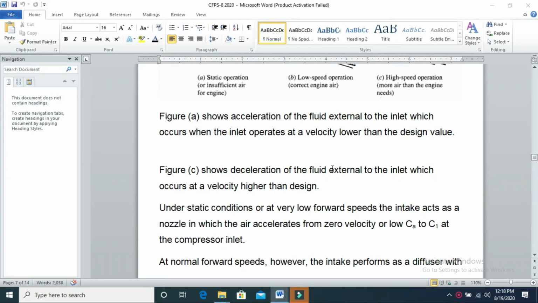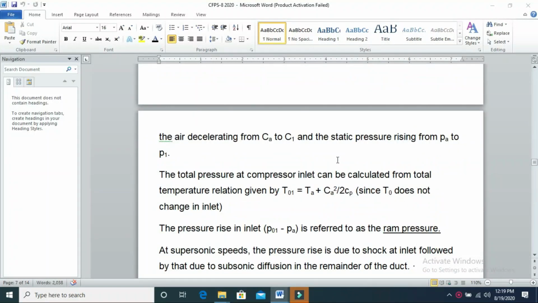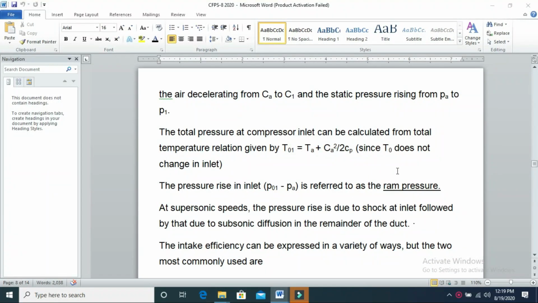In the intake section of the gas turbine engine, under cruising conditions, the velocity is higher at the inlet, so the velocity has to be reduced. The Mach number has to be reduced, which results in an increase of pressure. The pressure rise in the inlet section is termed as ram pressure.